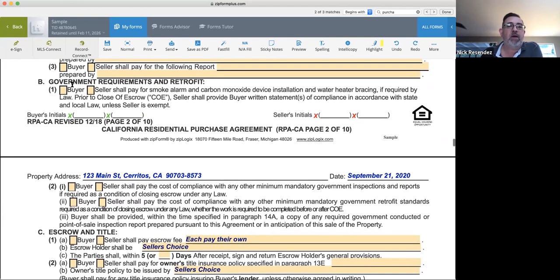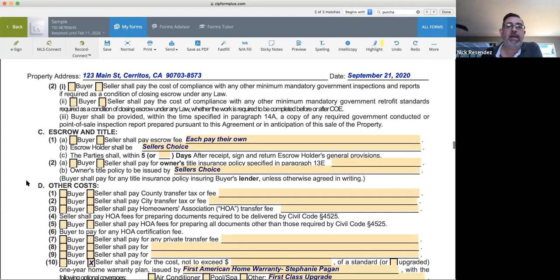7B, government requirements and retrofit. So first, we're going to ask the seller to pay for smoke alarm, carbon monoxide device installation, and water heater bracing if required by law. Guess what? Yes, it is required by law. And the seller will give us statements of compliance that this stuff has actually been completed. Okay. 7B2 on the next page.